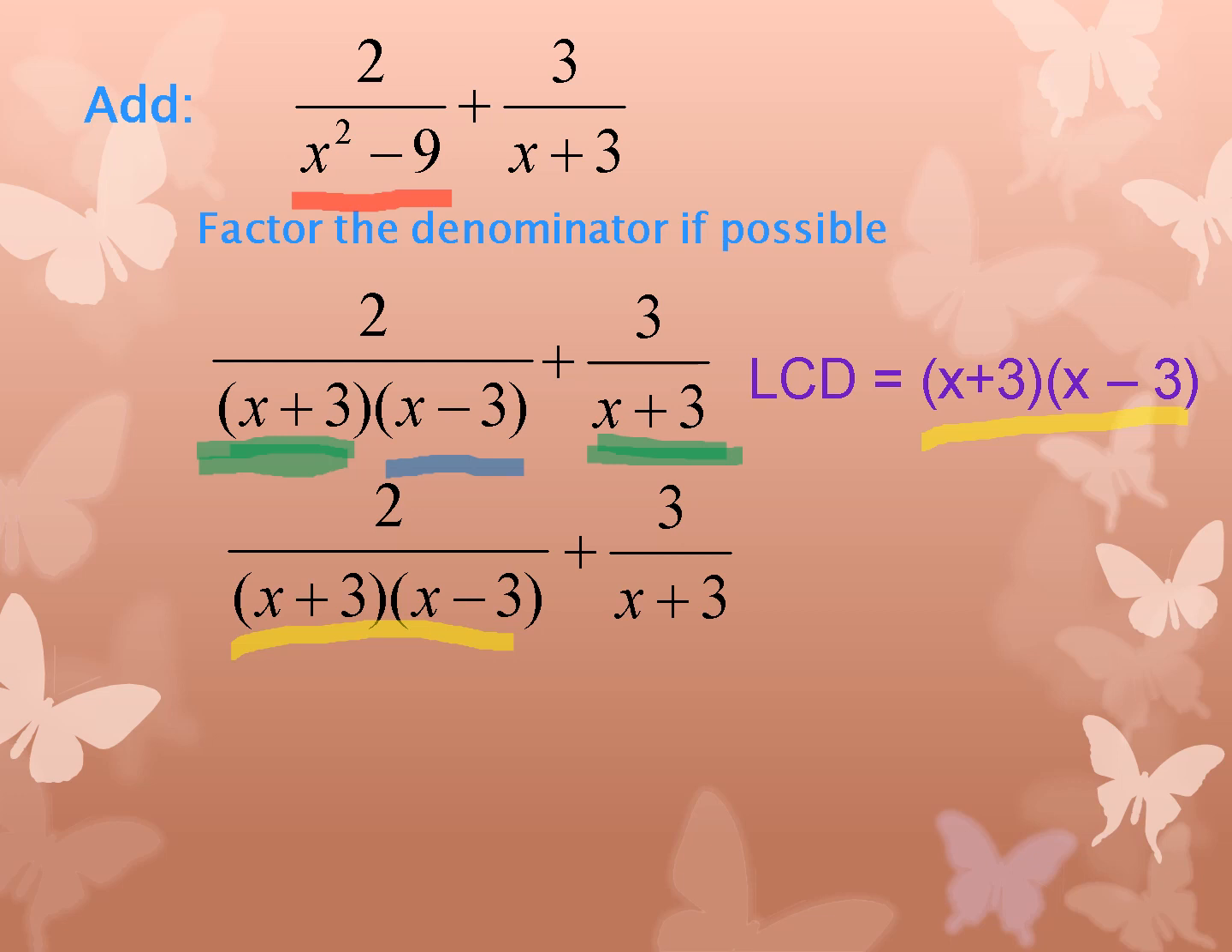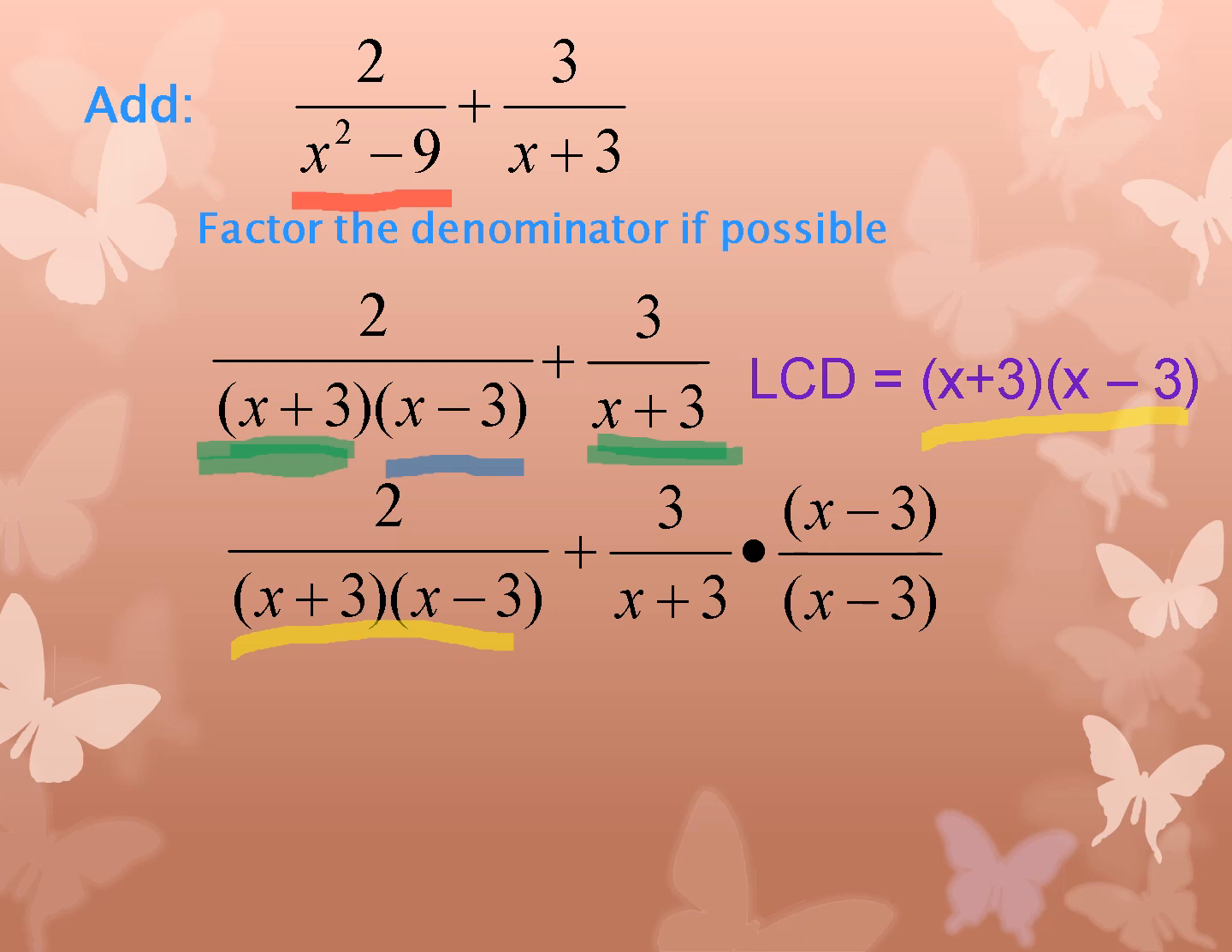What I'm going to do, I can't just multiply the bottom. I've got to multiply the top and bottom by x minus 3. Because remember, x minus 3 over x minus 3 is 1. So again, multiplying by a fancy form of 1 and not changing the value, just changing how it looks.